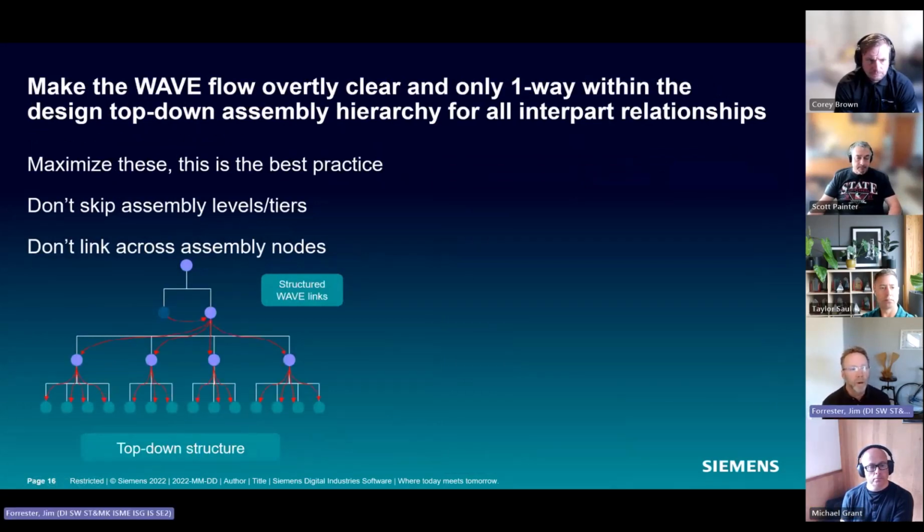Okay. This is absolutely key. Make the wave flow overtly clear and only one way with a top-down design assembly hierarchy of all interpart relationships. You want to maximize these. It should look like a nice waterfall flow of wavelengths through the hierarchy. Best practice, don't skip levels. Don't go from here to here. Don't link across assembly nodes. So don't go from this to over here.